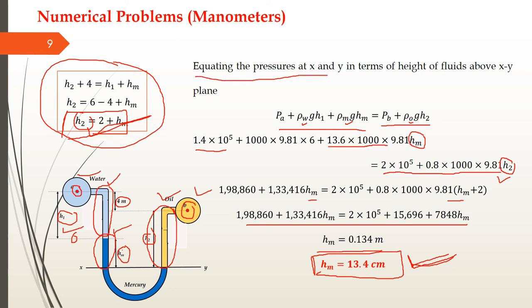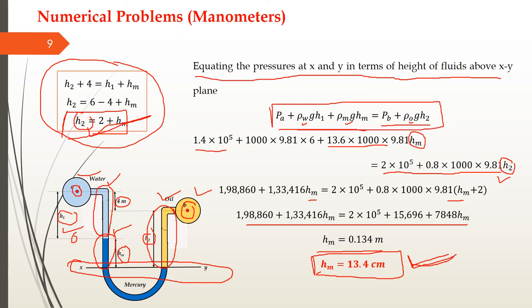So in all the numericals related to manometers, we will use the same principle, that we will try to equate the pressure at x and y in terms of the heights of the fluid above the xy plane. We'll do that in each and every case, so we can calculate whatever is required as per the problem by using the simple equation. So this equation is very much important in order to find out the unknowns in this case.